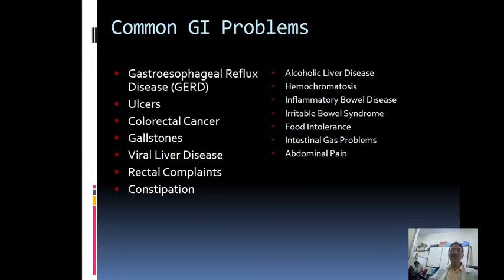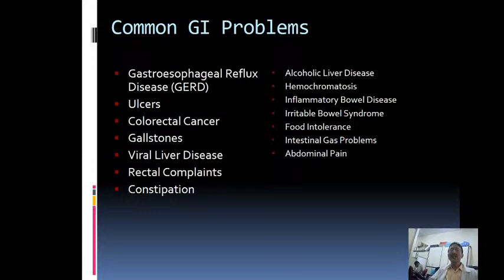Gallstones are nothing but stones present in the gallbladder, multiple stones or a single solitary stone, or the stone, instead of being in the gallbladder, can also be formed and get stuck in the common bile duct or along the tract of the common bile duct. Then viral liver diseases, where there is inflammation of the liver and the liver functions get affected, rectal complaints, and constipation.